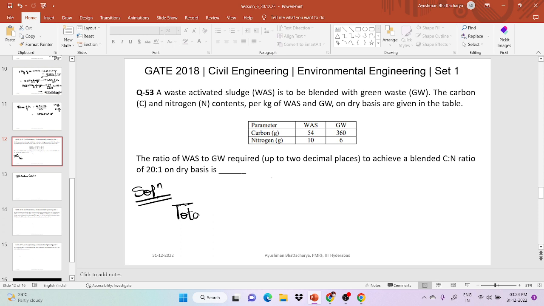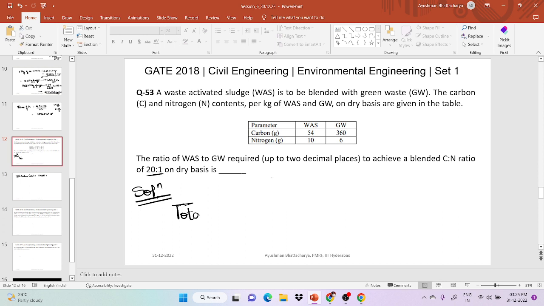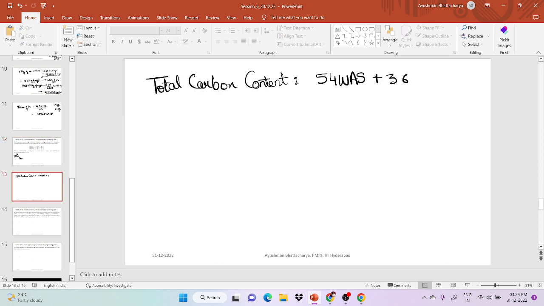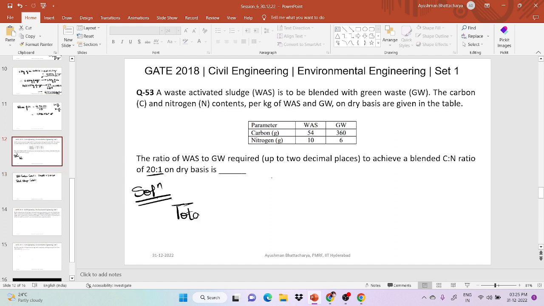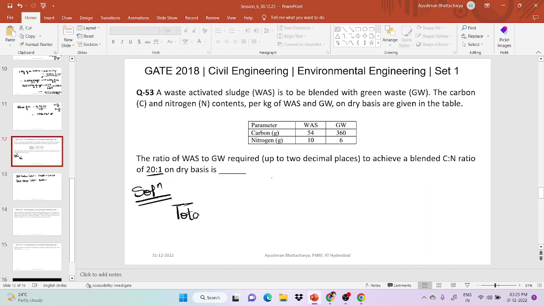Similarly, they have mentioned the nitrogen, and they are asking what the ratio to be blended is, in a C:N ratio of 2:1. So total carbon content will be 54 WAS plus 360 GW. Okay. Similarly, total nitrogen content will be 10 WAS plus 6 GW.